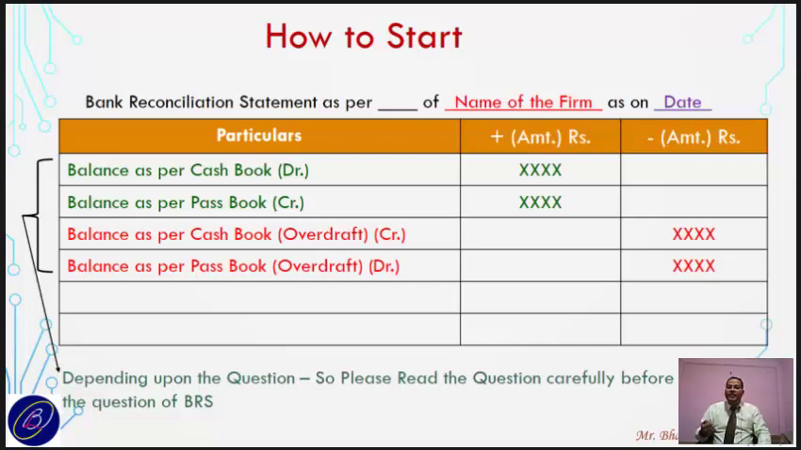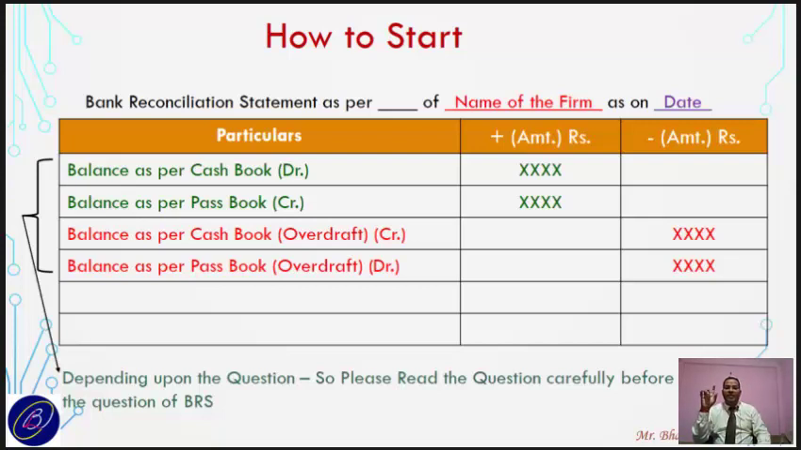Okay, so how much excess have you withdrawn? You have withdrawn 15,000 extra. Fine. So that 15,000 becomes the overdraft. But what does it mean? It means that your account has a negative balance. Clear? So if it is overdraft, nothing to do, just mention it on the negative side, or you can say the minus side. So if it is overdraft as per cash book, then it should be a credit balance. If it is overdraft shown by the passbook, then it will show the debit balance.